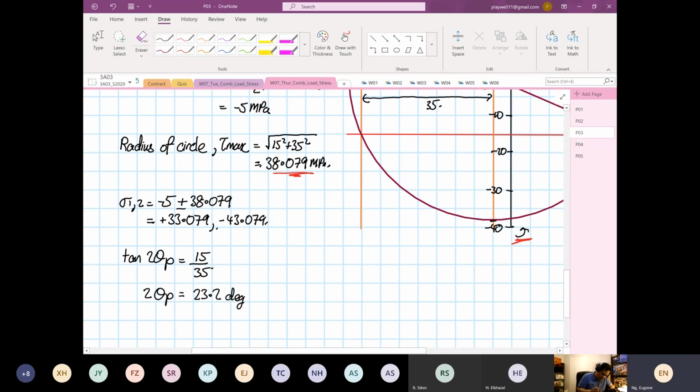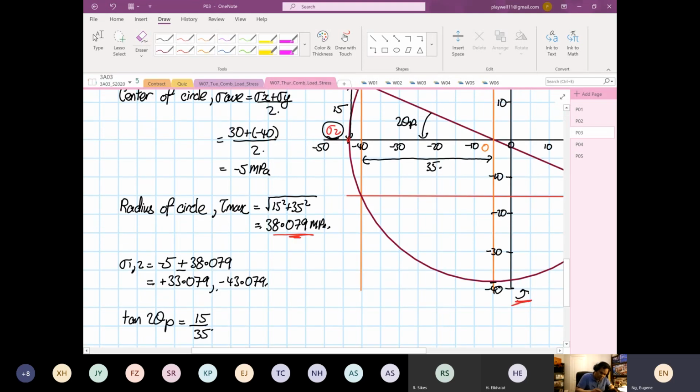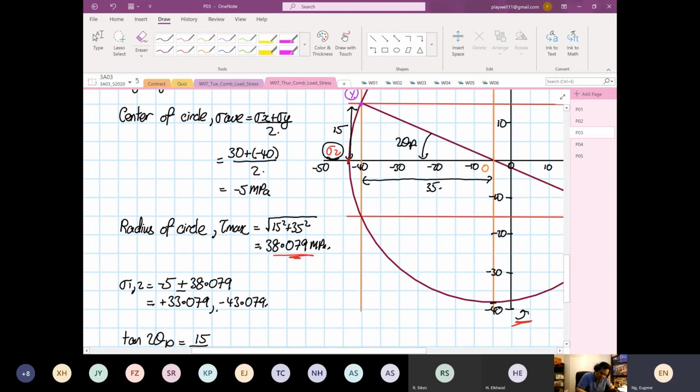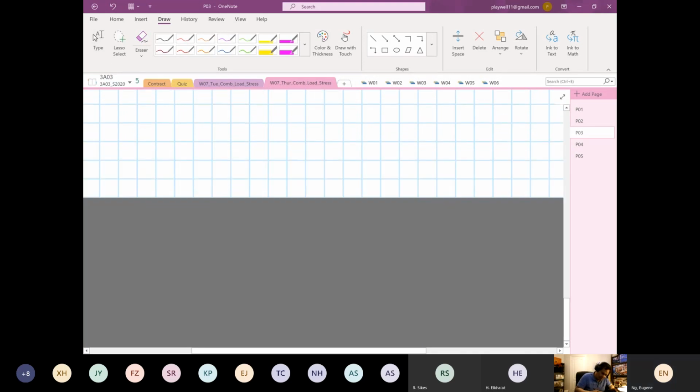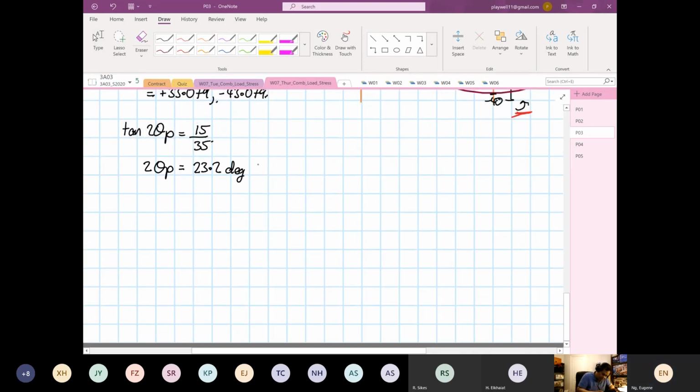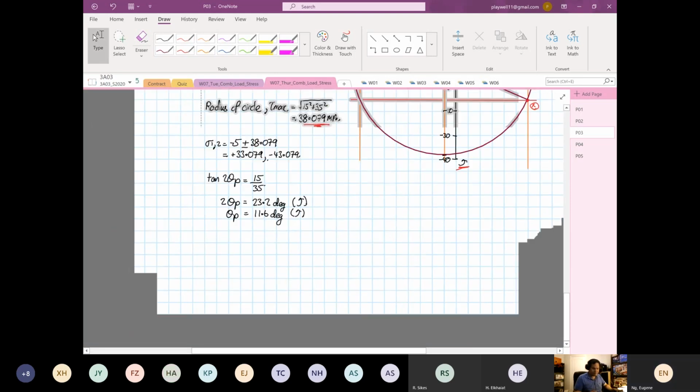Again, this is 2 theta p. And based on the rotation, right? The rotation to 0 shearing stress is going to rotate in a what? Anti-clockwise direction. It's going to rotate in the anti-clockwise. So theta p is equal to 23.2 divided by 2, 11.6 degrees. Okay.